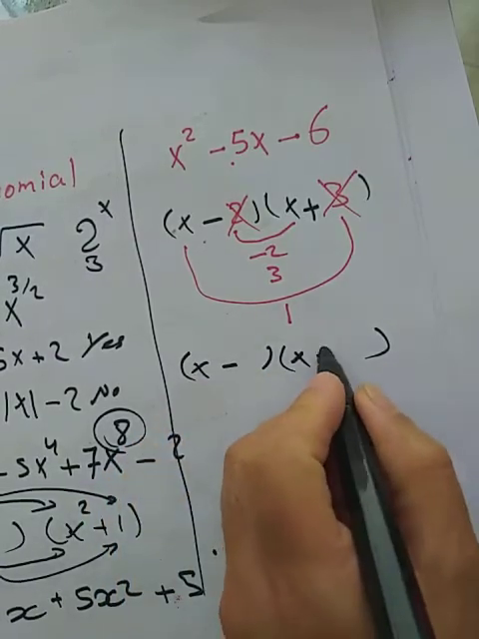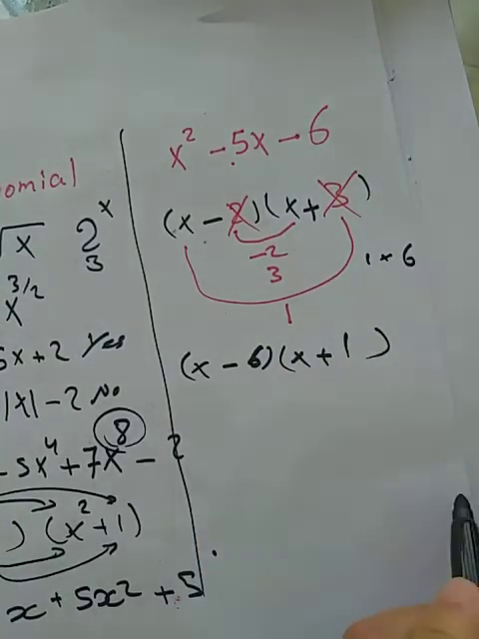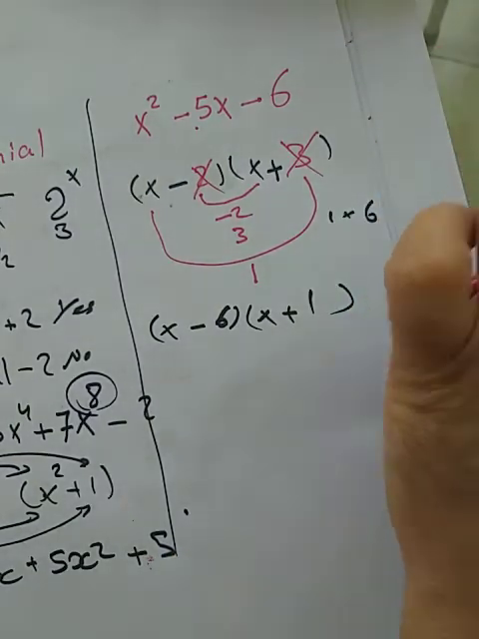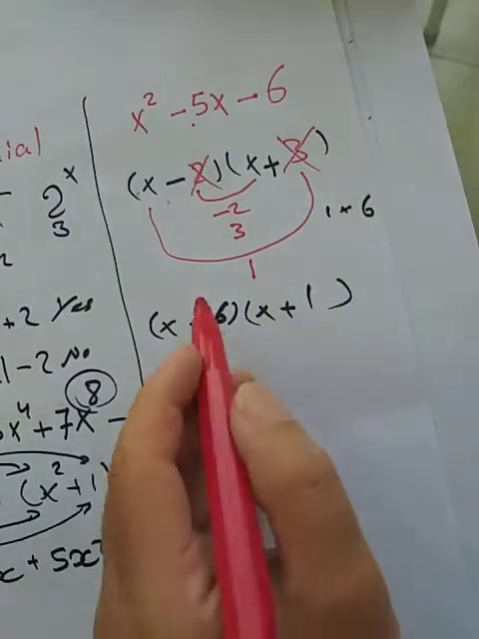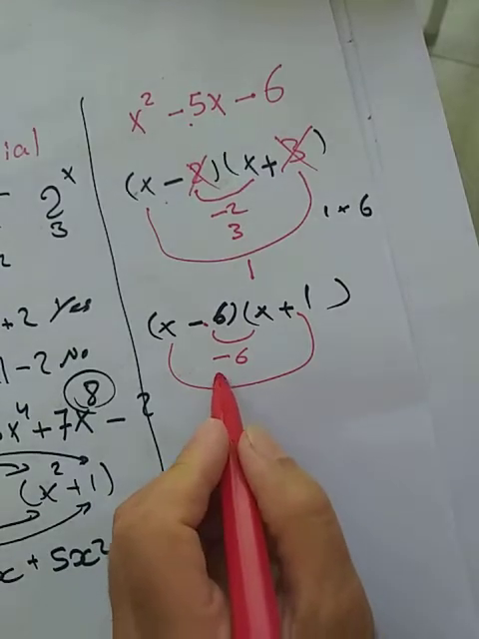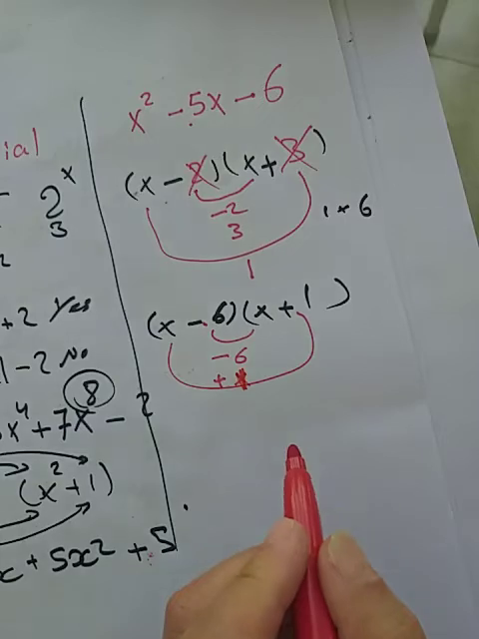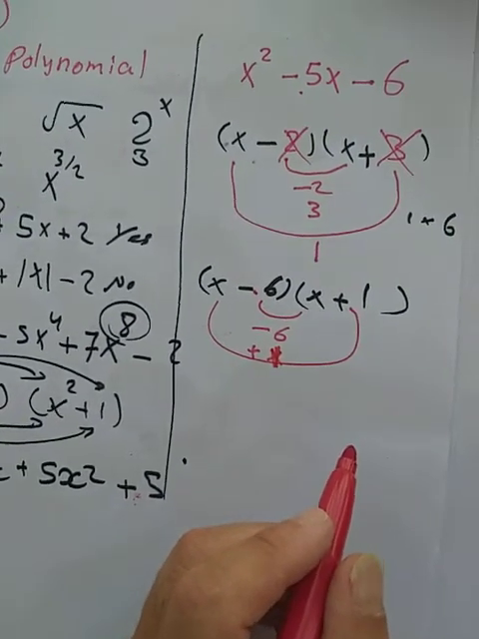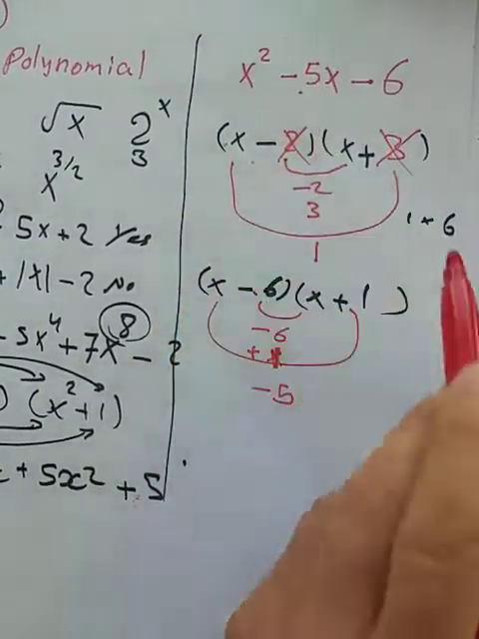X, negative, positive. We have 6, you can write 1 times 6. This is 6, this is 1. Is it true now? Yes, now it's true. Check your answer. Negative 6 times 1 is negative 6, true. Negative 6 plus x, meaning 1, equal to minus 5, and this is minus 5, true.